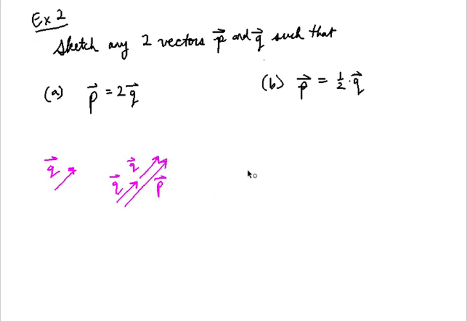And last but not least, let's try one more. If I had q here, what would the vector p look like? It would be half the length of q, so it would probably be this. There you go. That's it for scalar multiplication.